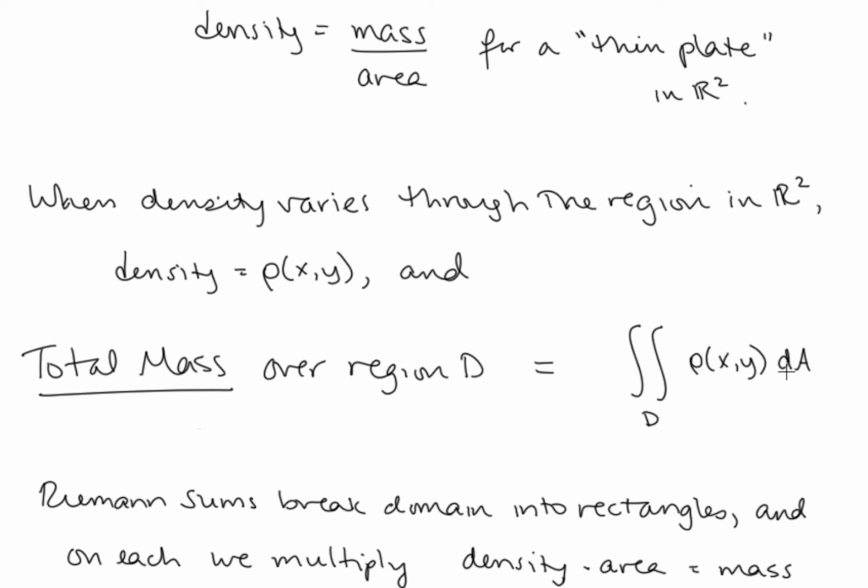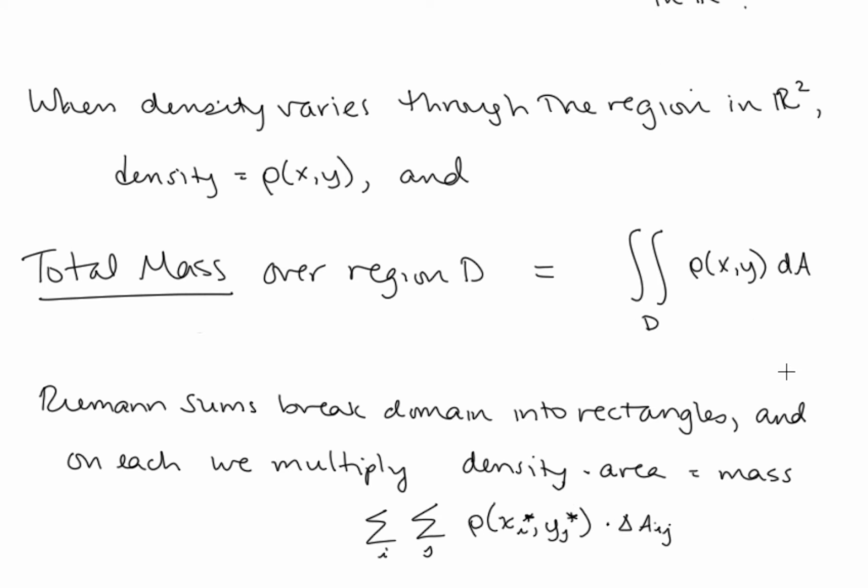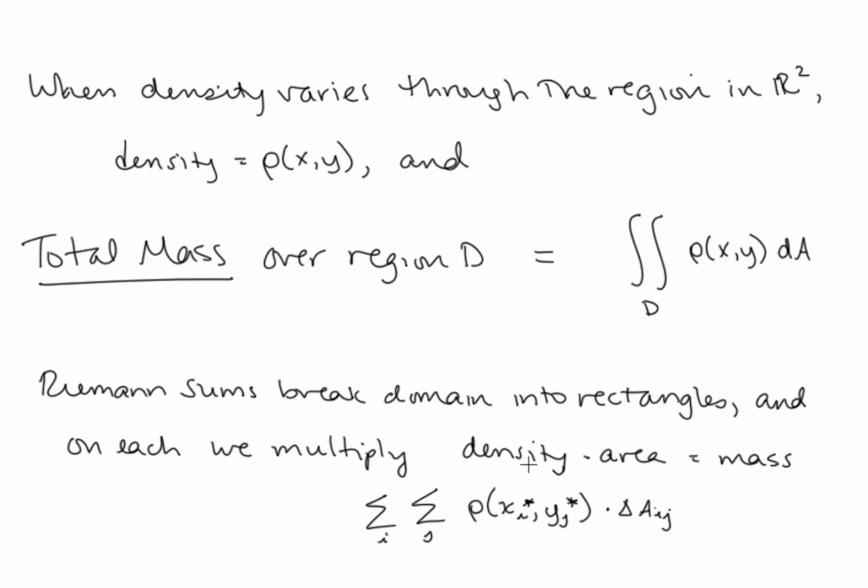The Riemann sums break the domain into rectangles, and on each rectangle we're multiplying a density times an area and getting a mass. So we're multiplying our representative density for that subrectangle multiplied by the area of that subrectangle and adding that all up. And so in the limit, that becomes this double integral.